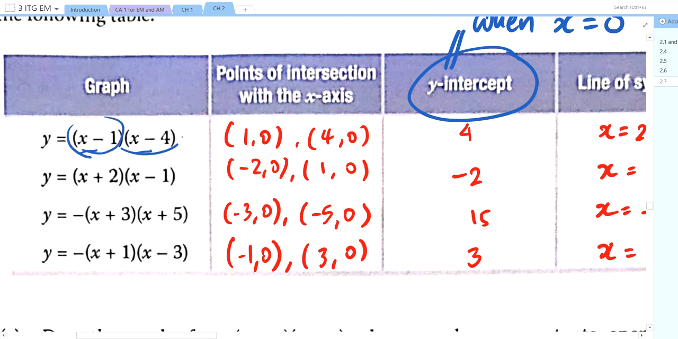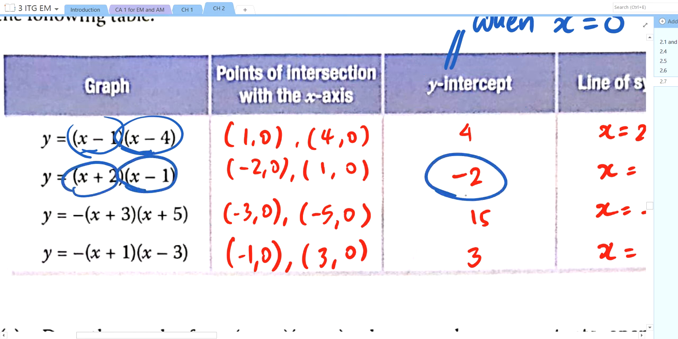Okay, so when x equals 0, it is again very easy to calculate. Negative 1 times negative 4, I get 4. 2 times negative 1, I get negative 2. 3 times 5 is 15, times negative 1, I should get negative 15. And finally, when x is equal to 0, I get 1 times negative 3, which is negative 3 multiplied by negative, I get 3. Easy to get a y-intercept?